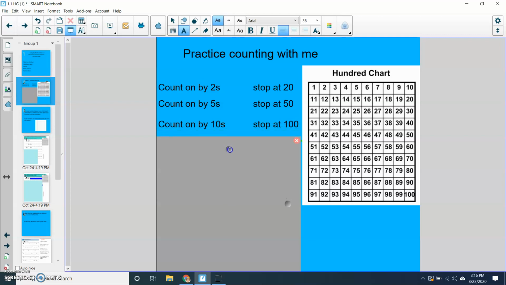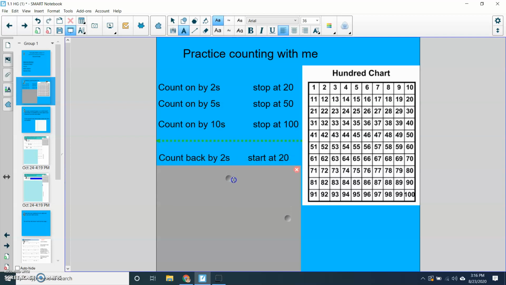This next one, we'll start at 10, we'll count by 10s, and we'll stop at 100. Here we go. 10, 20, 30, 40, 50, 60, 70, 80, 90, 100. If you want to practice on your own or rewind and try again, please feel free to do so before we move on to the next part.